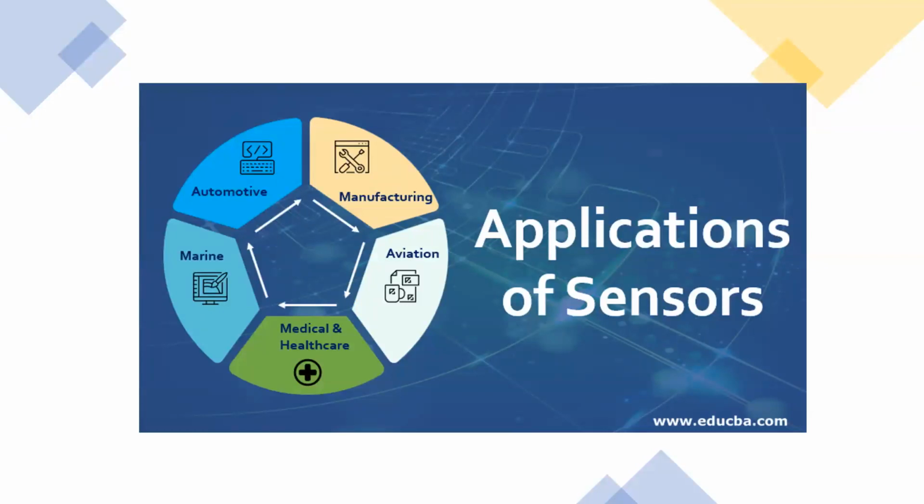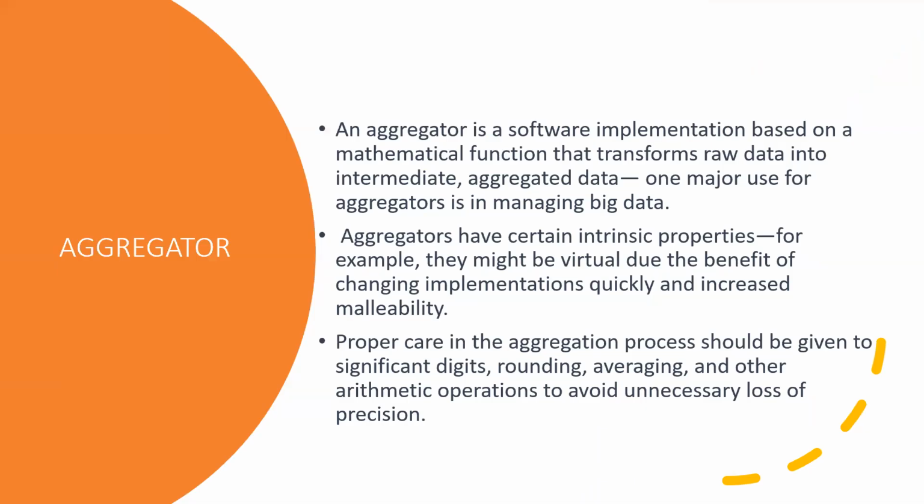Coming to the aggregator. An aggregator is a software implementation based on a mathematical function that transforms raw data into intermediate aggregated data. One major use for aggregators is in managing big data. Aggregators have certain intrinsic properties. For example, they might be virtual, due to the benefit of changing implementations quickly and increased malleability. Proper care in the aggregation process should be given to significant digits, rounding, averaging, and other arithmetic operations to avoid unnecessary loss of precision. So coming to the next one.